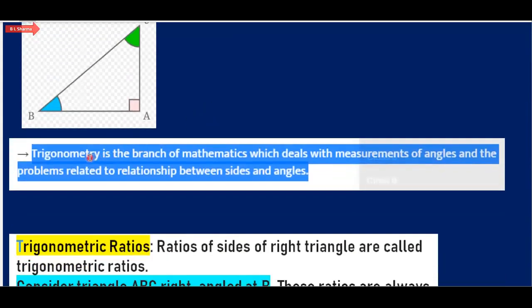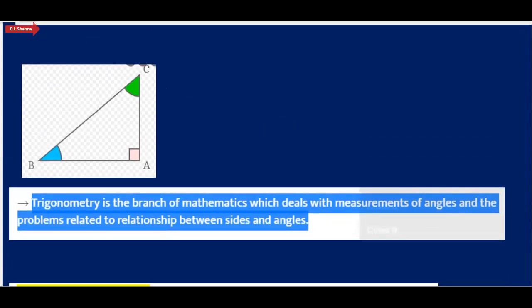First of all, we have to discuss what trigonometry is. Trigonometry is the branch of mathematics which deals with measurement of angles and the problems related to the relationship between sides and angles. Students, we know that there are three sides and three angles of a triangle. So there are three components in a triangle. Sorry, six components in a triangle, three sides and three angles.